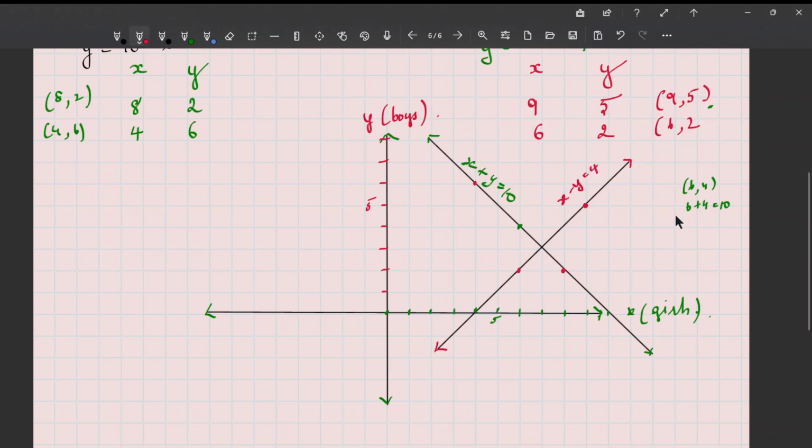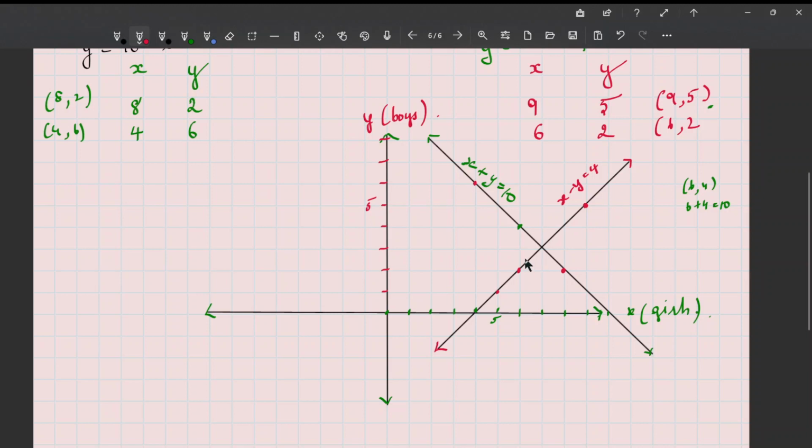Again, every point on this line says that the girls are 4 more than the boys. So consider any point, for example this point (5, 1). 5 minus 1 is 4. So every point on this line satisfies the equation x minus y is equal to 4.